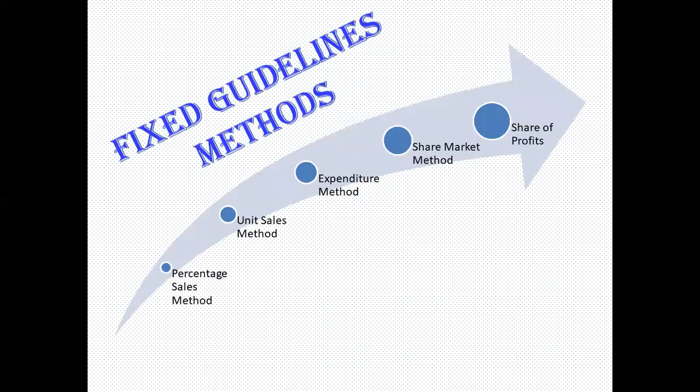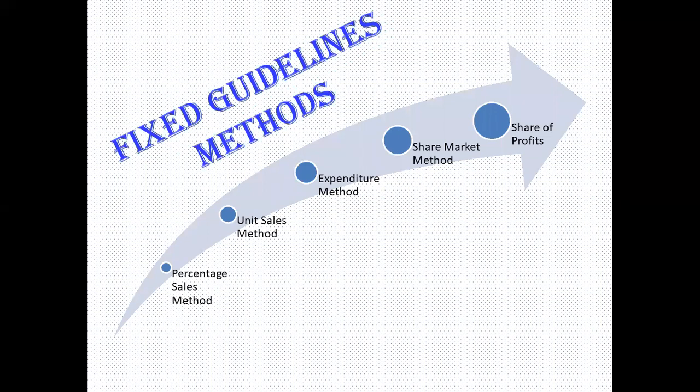Now, first we will see what is fixed guidelines method. Fixed. The term itself says that the units or the volumes will be fixed. And based on that, we will be deciding the future sales. We will be deciding the future expenditures. We will be deciding the future ad campaign. This is what is fixed method.